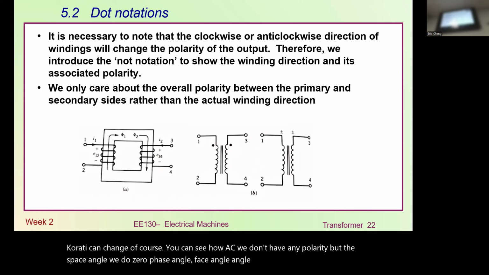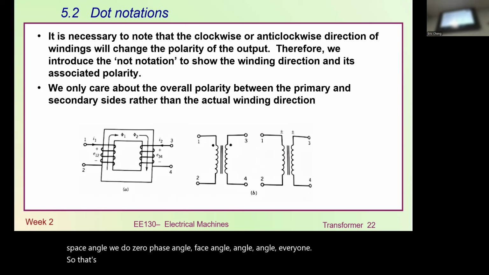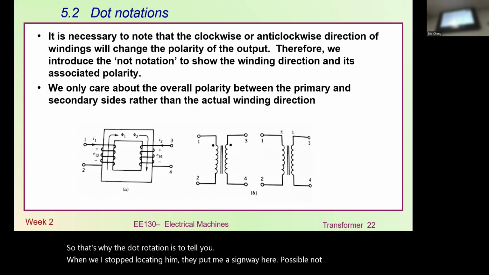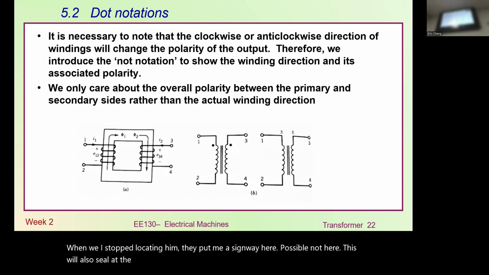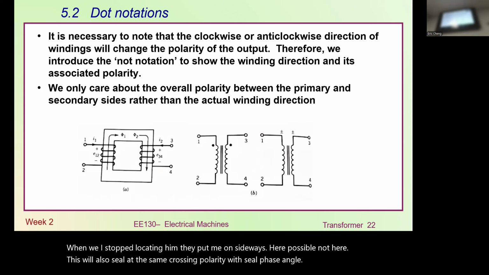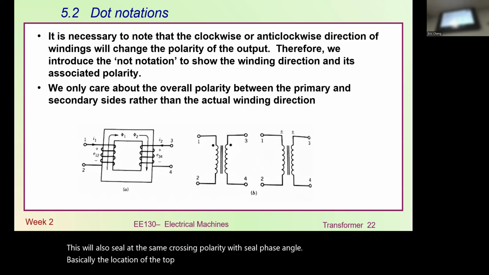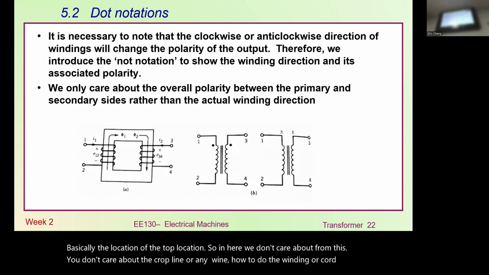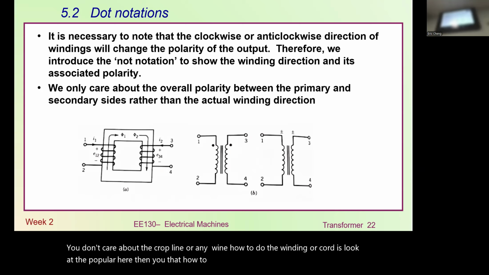That's what I meant. So that's why the dot notation is there. When we have a dot here and we put a sine wave here, positive polarity here, this will also have the same positive polarity with zero phase angle. That's the location of the dot. So from this figure, we don't care about the clockwise or anti-clockwise winding. Of course, if you look at the winding property here, then you know how to do the winding, and we are able to identify the dot location.